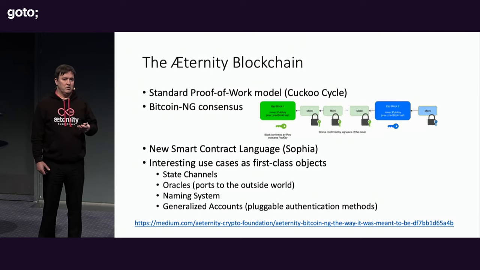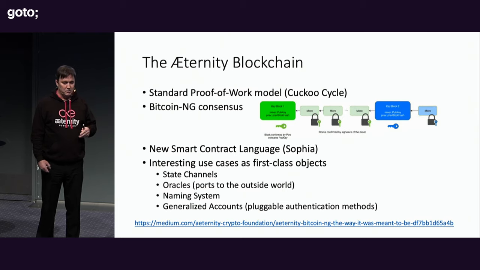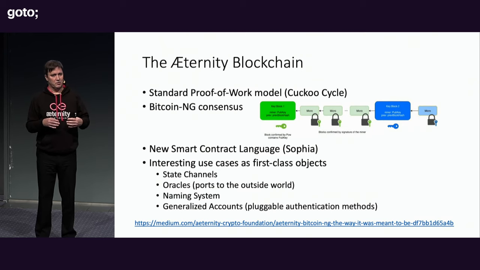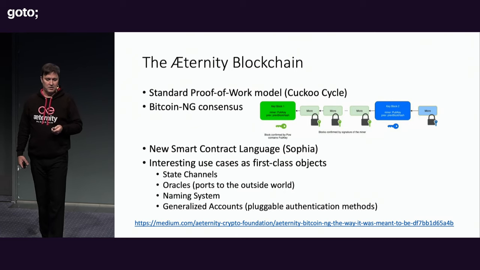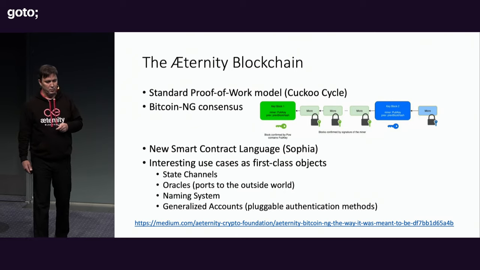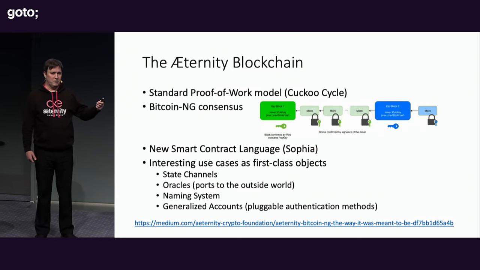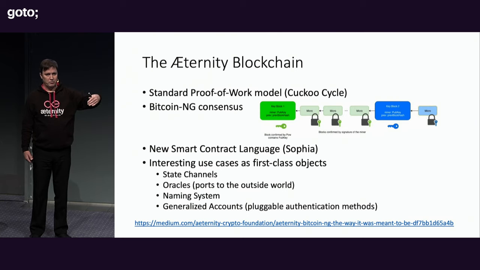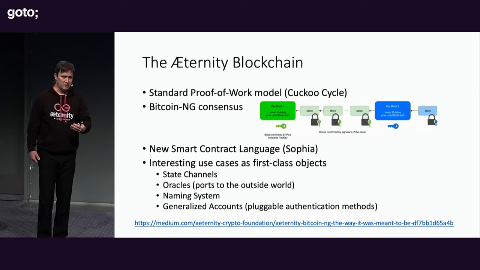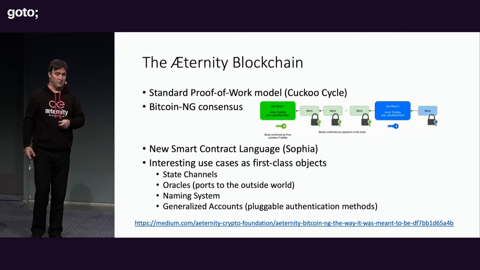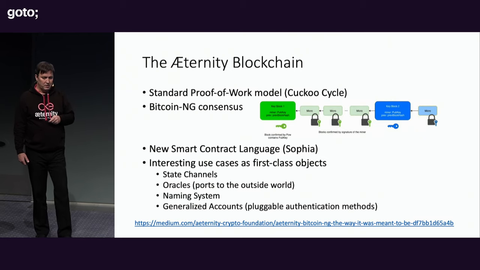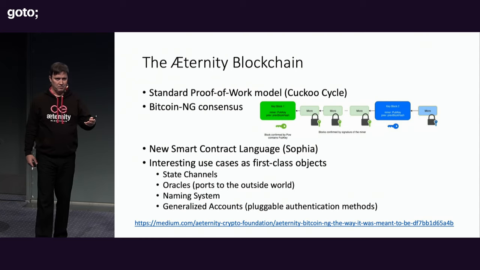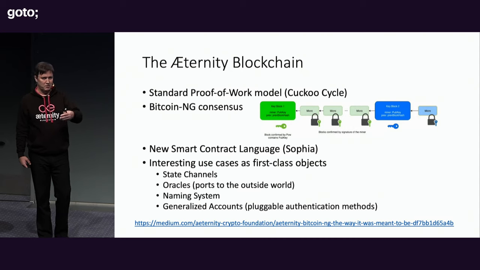So what we've done in Aeternity is to try to take some interesting use cases that are built on blockchain and make them into first-class objects on the chain. So one of those things would be state channels. I'll get into those a little bit more. Oracles, which are essentially ports to the outside world. You can request a query out to, say, a web page or a market or whatever, and the result gets fed into a contract which is executed, and you pay for that, and you get the result. Naming system, kind of like DNS, so you can register a name on the blockchain, and then you can refer to contracts by name in your domain, for example.